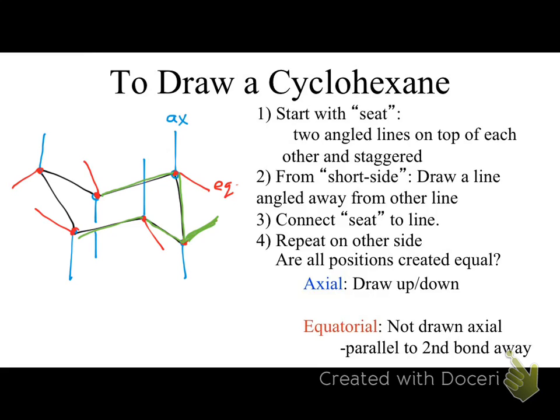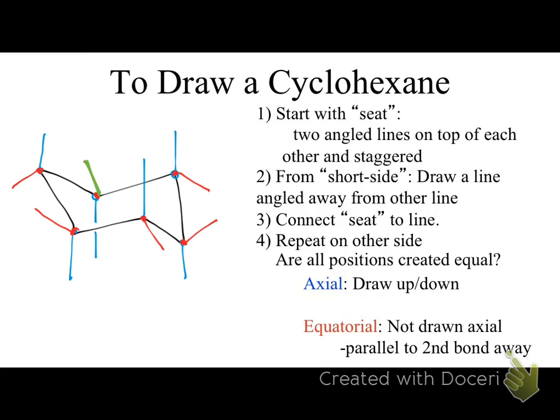Let me go through and pick another equatorial. Let's see if I can back out some of these green bonds. So let's pick a different equatorial position. Let's pick this one in green. So what we're trying to decide is where to draw that line. Should we draw it where it is, or should we draw it some other angle away? So our first rule is don't draw it axial. Our axial is aimed straight down. Don't draw that one anywhere remotely on this side of the structure.